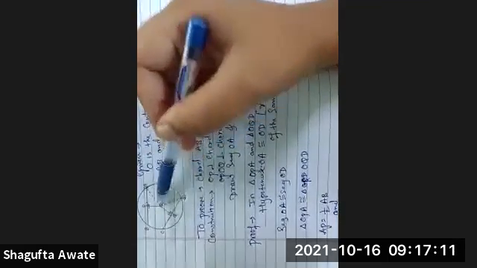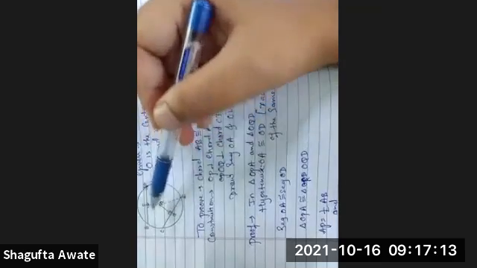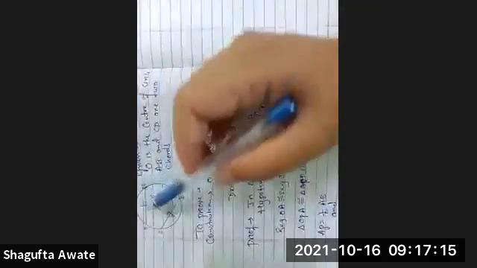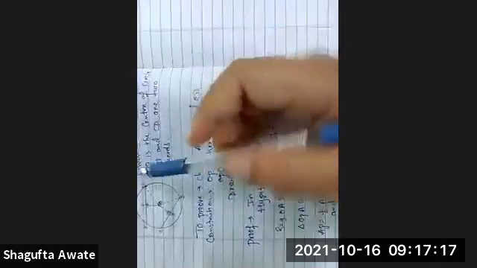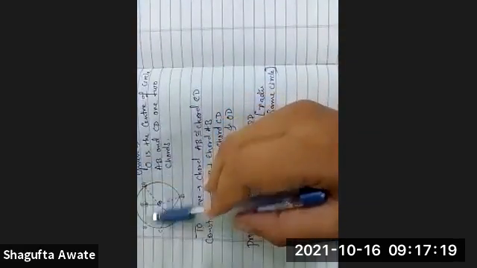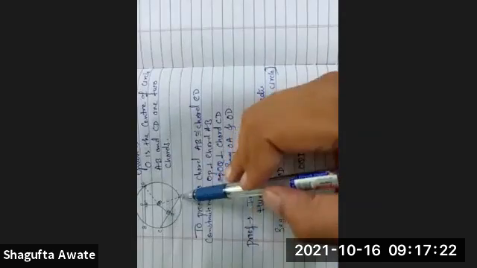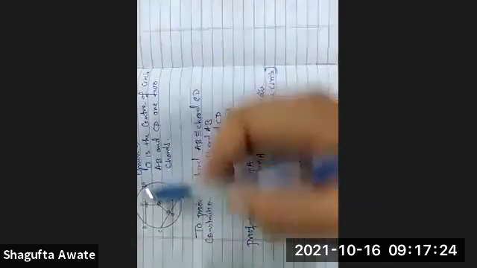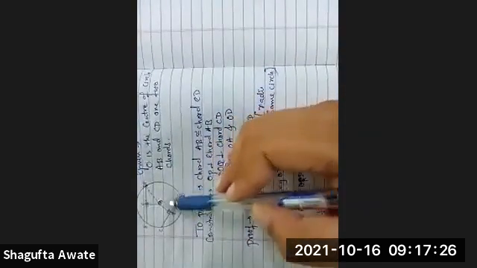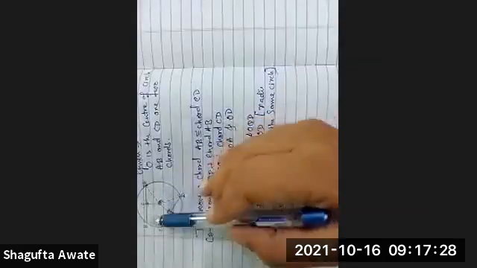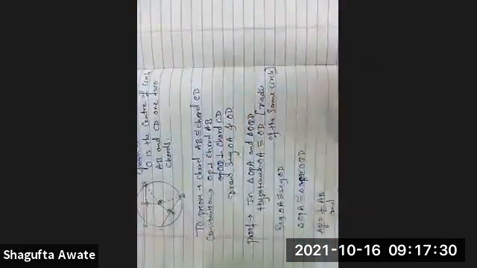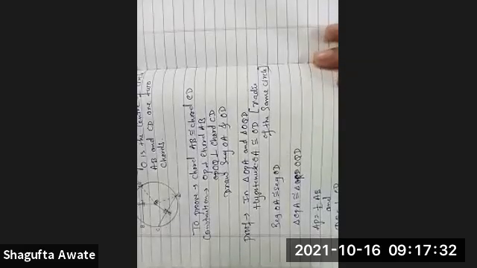Here OQ and OP are the perpendiculars drawn from the center of the circle, and they bisect the chords. They have bisected the chord AB as AP and PB, and the chord CD as CQ and QD. So when we take the half part, it is half the full length of AB and CD.